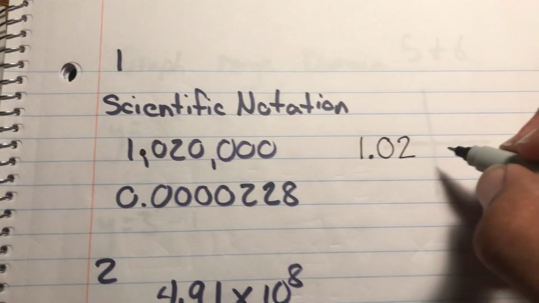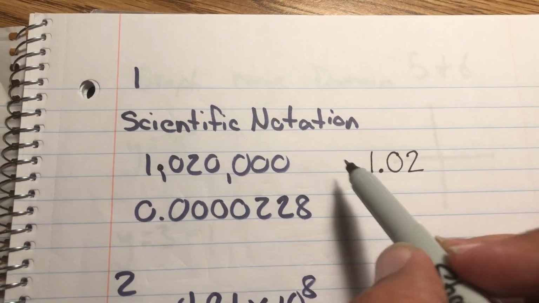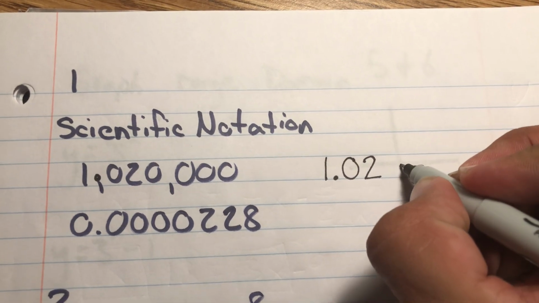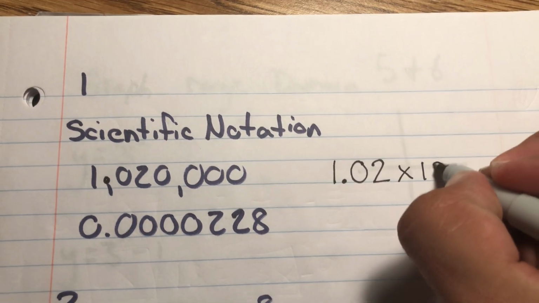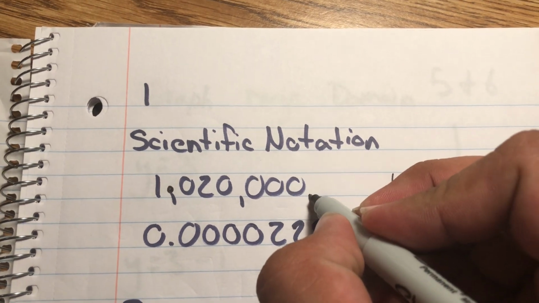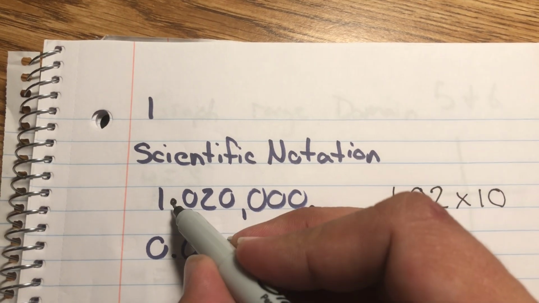1.02. And now the goal is to eliminate all these zeros. So then now this is our new number. And then we're going to write times 10. Now, this is where the decimal point used to be. And this is where the decimal point is.